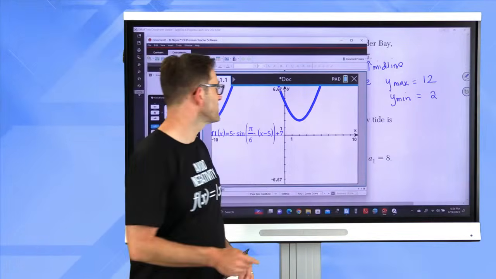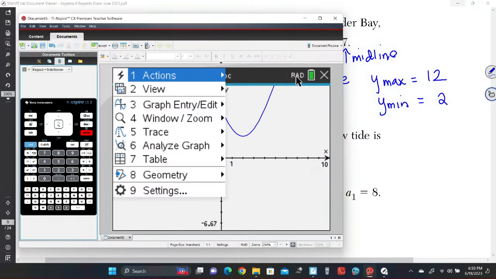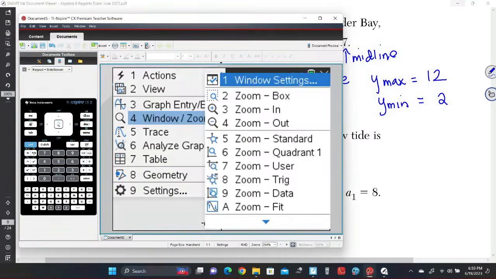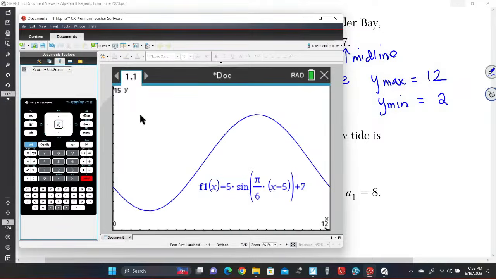So it makes sense that if I'm going to play around with the window, let me go into Menu, Window, and my window settings. I'm going to have my hours go 0 to 12 for right now. Maybe I should go 0 to 24, but I'm just going to go 0 to 12 for the time being. Now, I know that my minimum is 2 and my maximum is 12, so I think I'm going to put my minimum at 0 and maybe my maximum at 15, and I'll hit enter.